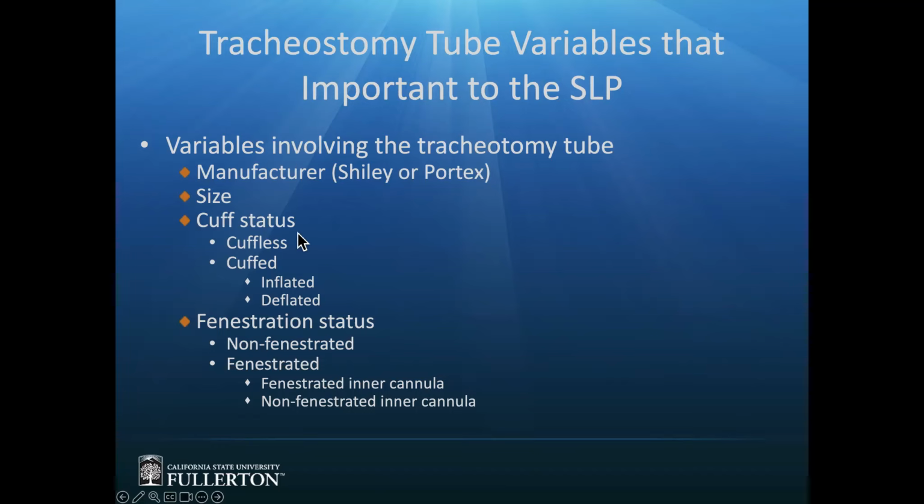The second is the cuff status. And there are these different variables here. They can come cuffless, and you've seen a cuffless Shiley, and I think a cuffless Portex too, and they come with cuffs. If they have a cuff, the cuff can be inflated or deflated. If they put a cuffed Shiley tracheostomy tube into a person at the start, they're going to probably inflate it. They want it for mechanical ventilation, and they want to prevent any aspiration that they possibly can.